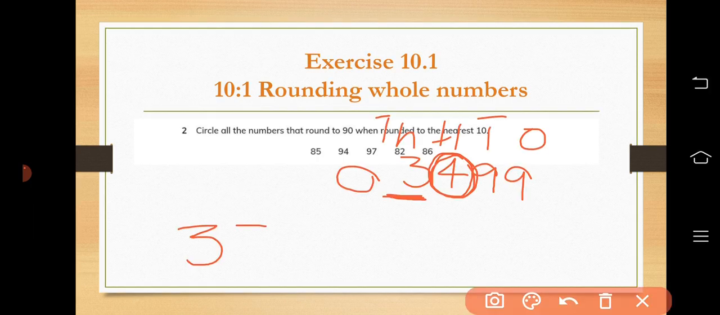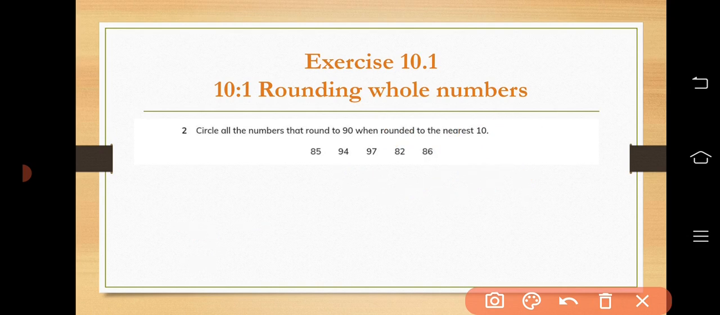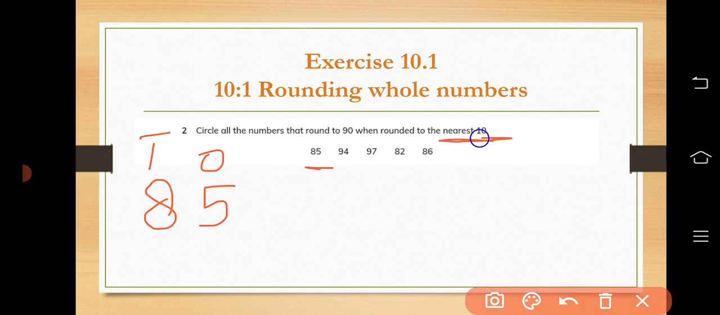Firstly we check 85. Now here you see that the place value of 5 is ones and the 8 is tens. So you have to round it to the nearest 10. It means that you have to underline the tens place value, that is 8, and you have to circle the right value, that is 5.